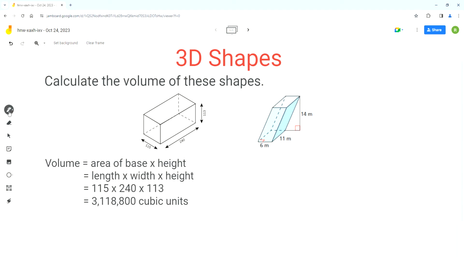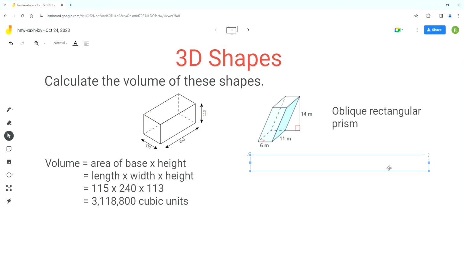So now we can analyze this other shape. Now this other shape is also a rectangular prism, but it's tilted to the side. So this shape is called an oblique rectangular prism. Now we can start by calculating the volume the same way as we did for the regular rectangular prism.